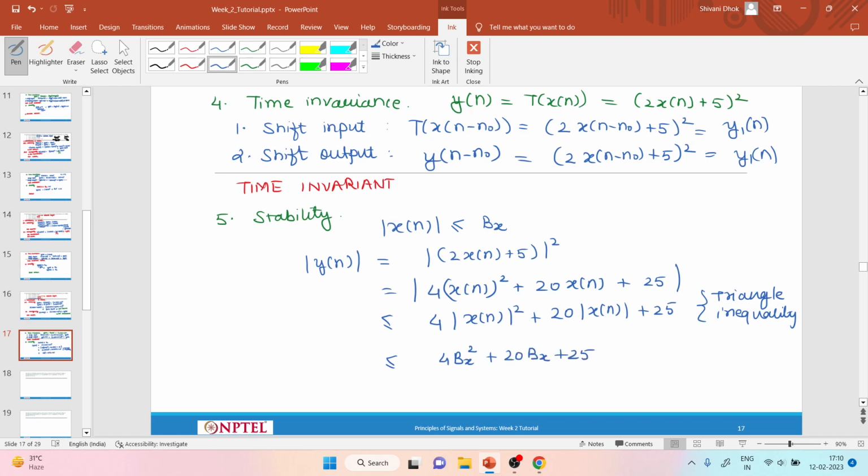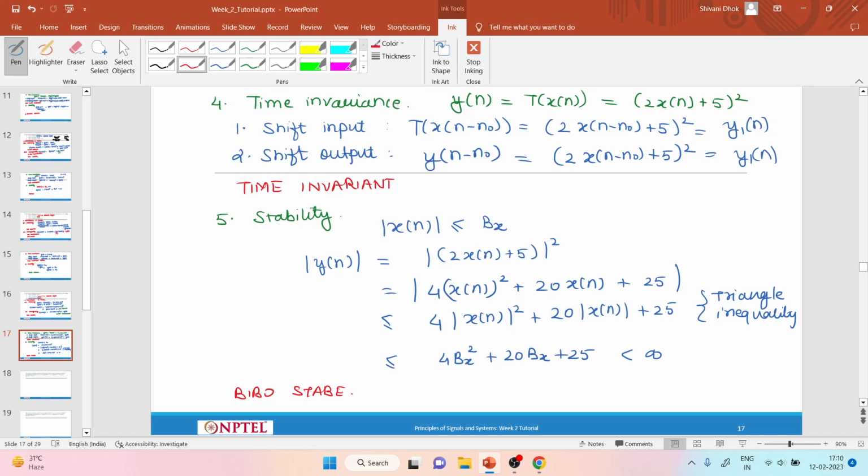Since my Bx is less than infinity, this entire expression will also be less than infinity, and therefore my output is also bounded. Therefore, for any bounded input, I am getting a bounded output, and hence this is a BIBO stable system. Any doubts in this question?